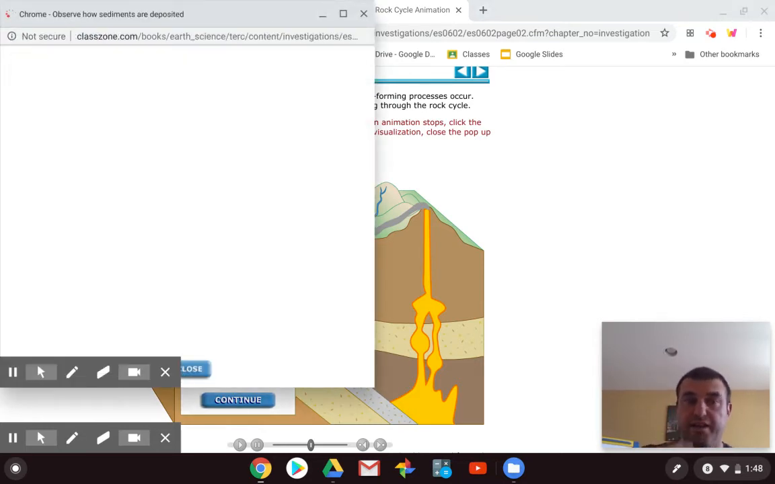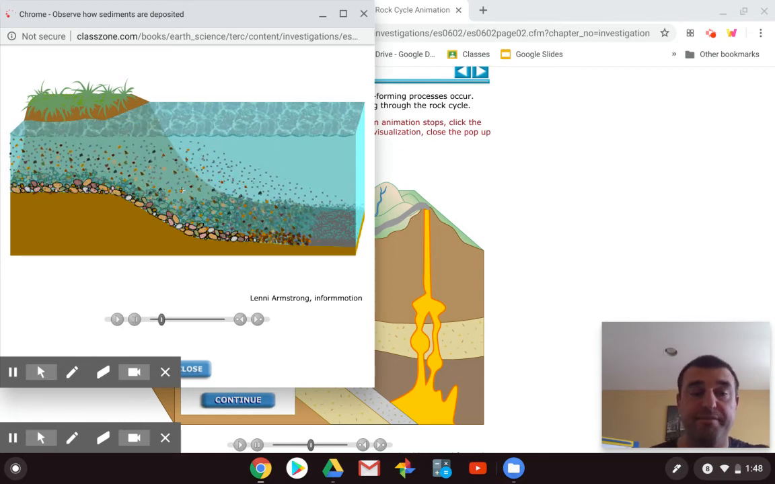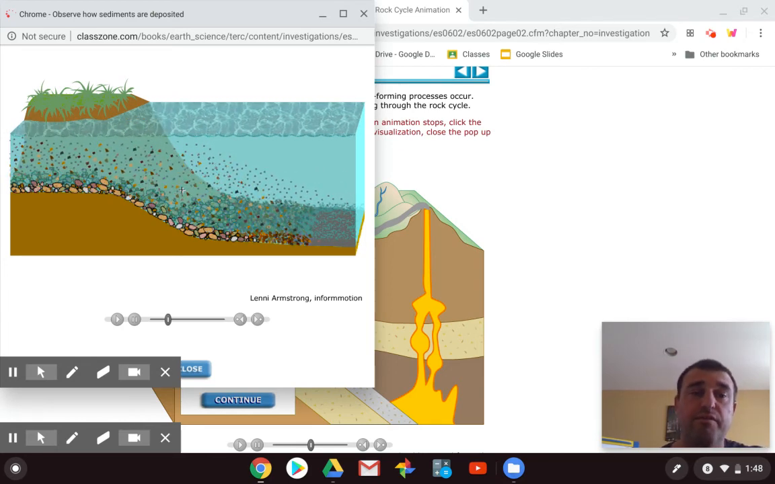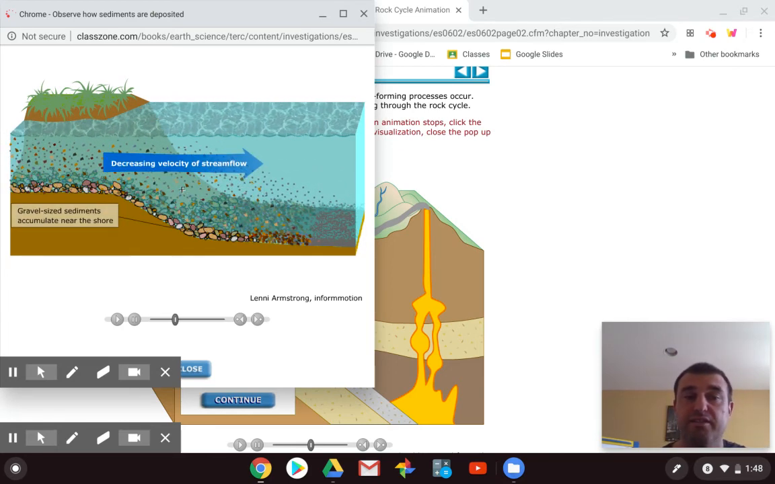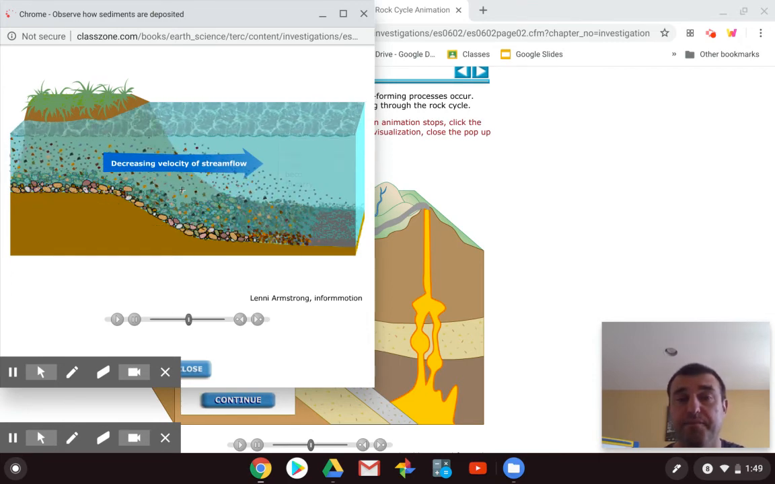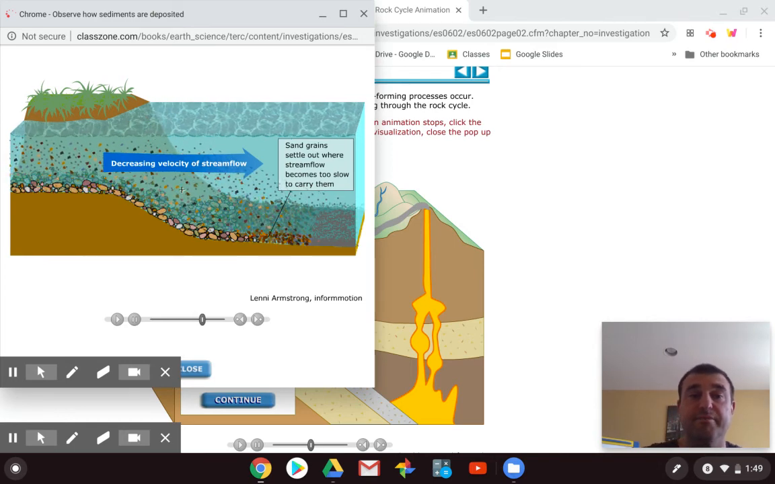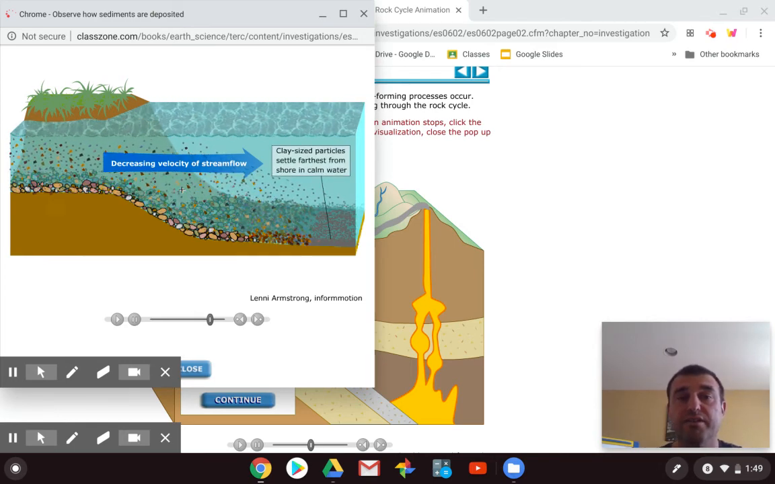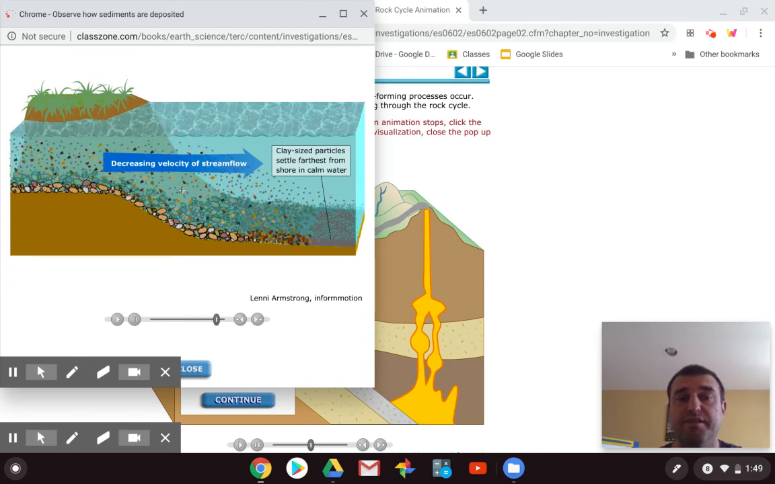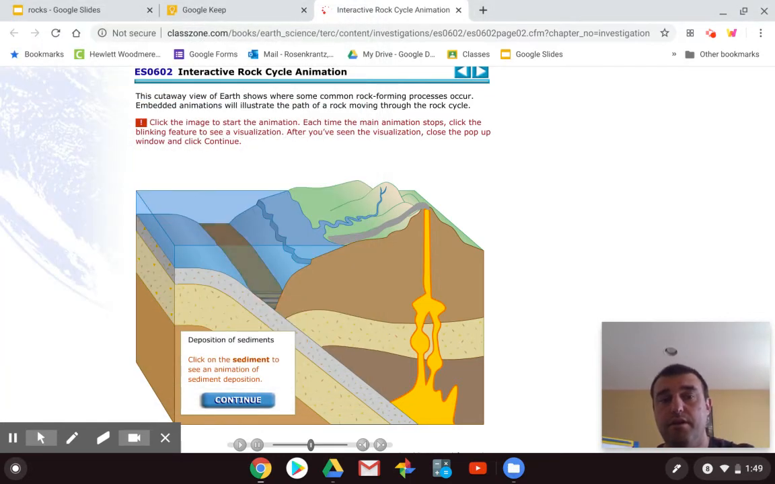So this is a little animation showing a river dropping off sediment. Instead of saying dropping off, we say deposited. So if you drop money off in the bank, you deposited your money. So this river is depositing its sediment. And over time, you're going to have a layer of sediment burying another layer of sediment and so on and so forth. Okay?